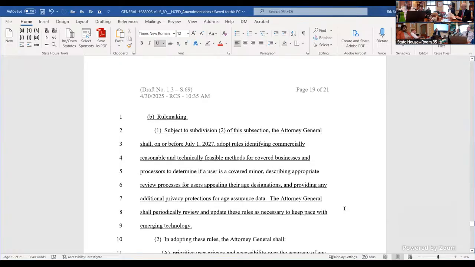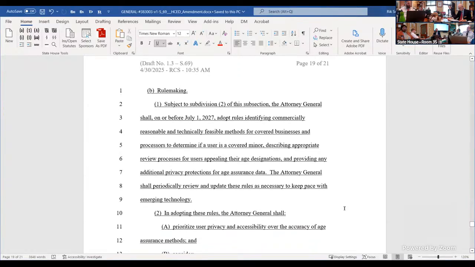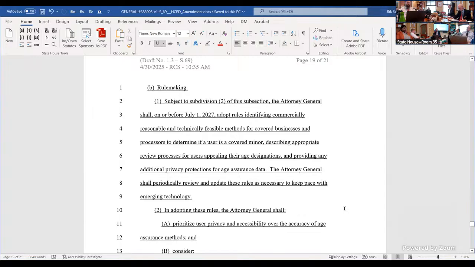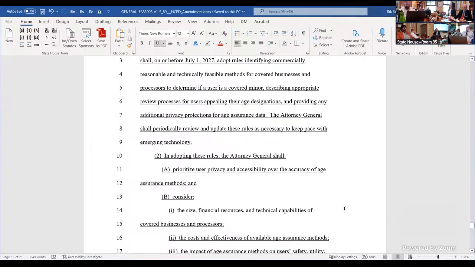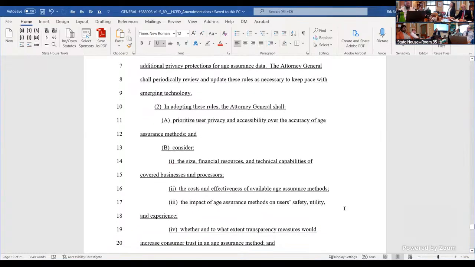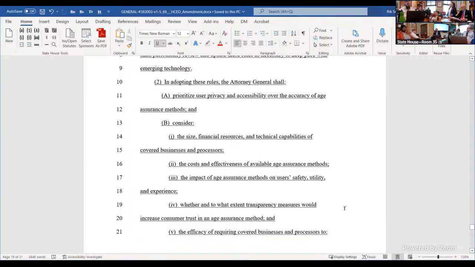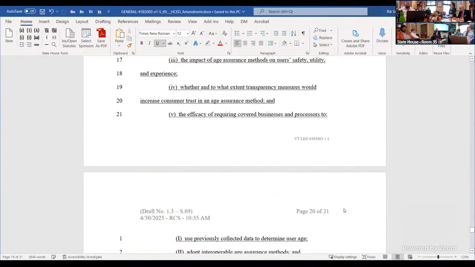So on or before July 1st, 2027, the AG shall adopt rules identifying commercially reasonable and technically feasible methods for covered businesses and processors to determine if a user is a covered minor, describing appropriate review processes for users appealing their age designations, and providing any additional privacy protections for age assurance data. The AG shall periodically review and update these rules as necessary to keep pace with emerging technology. In adopting these rules, the AG shall prioritize user privacy and accessibility over the accuracy of age assurance methods and consider these various considerations when they come up with them.